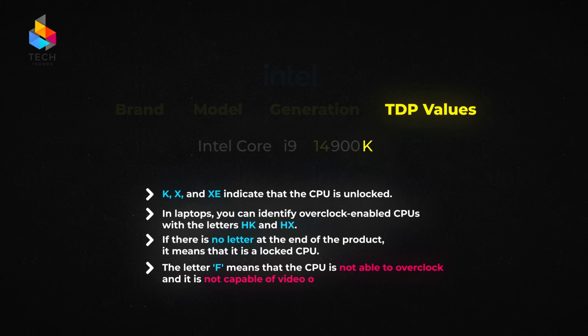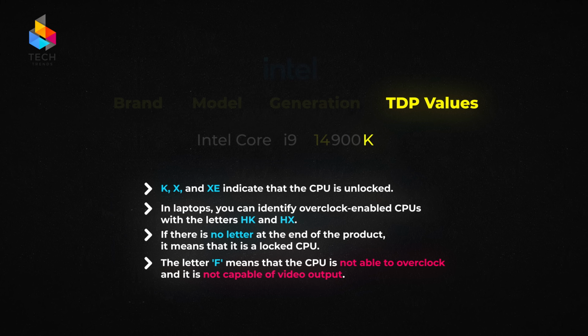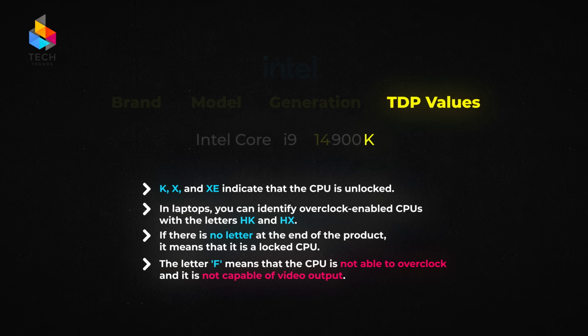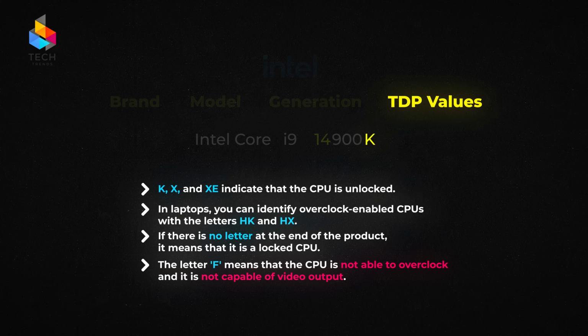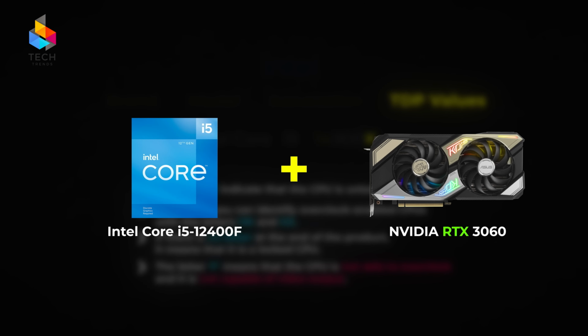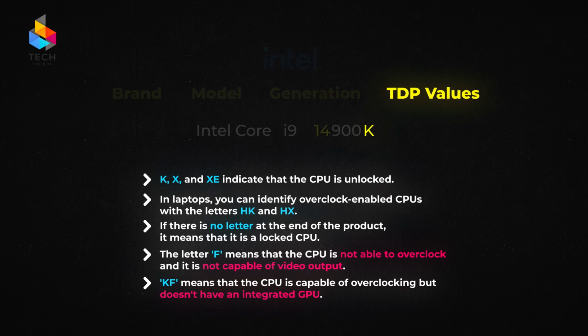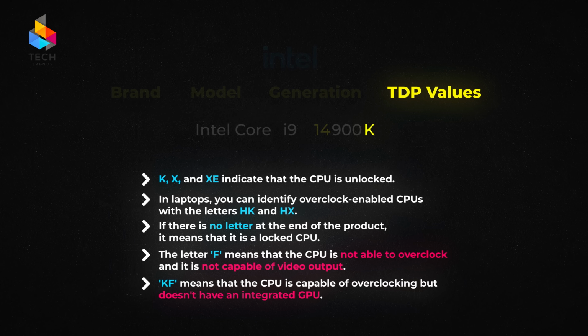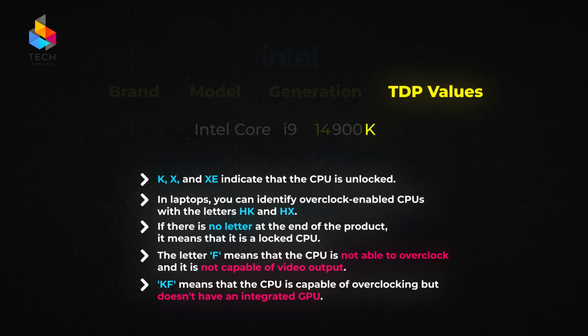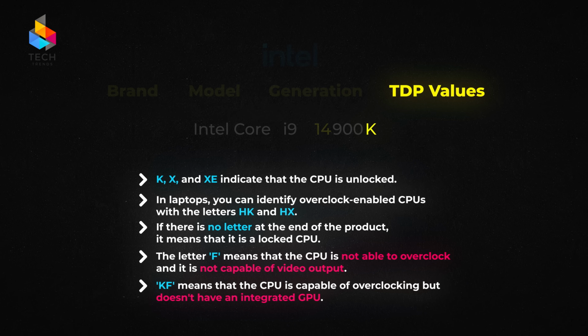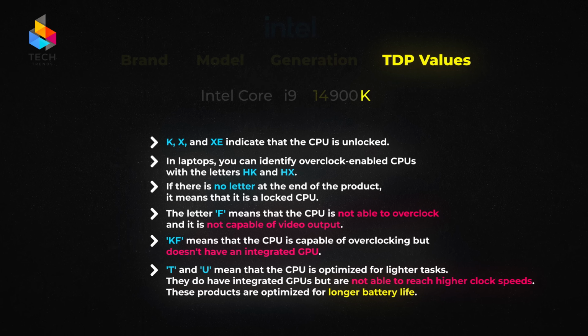The letter F means that the CPU is not able to overclock and is not capable of video output because it lacks the integrated graphics card to do so. If you are buying this CPU, you have to buy a GPU as well, if you're interested in relying solely on your dedicated GPU. The letter U means that the CPU is optimized for lighter tasks; they do have integrated GPUs but are not able to reach higher clock speeds.